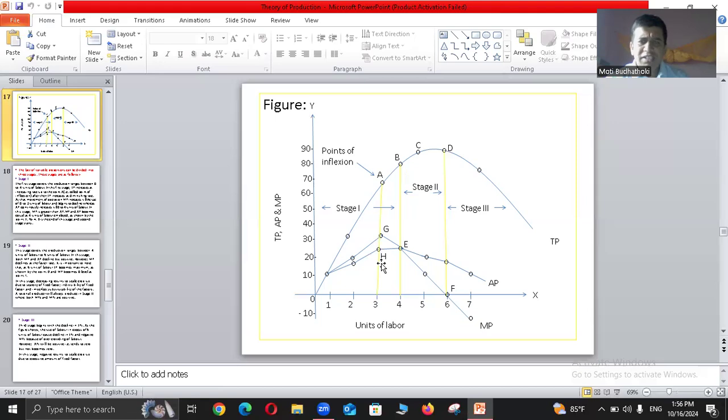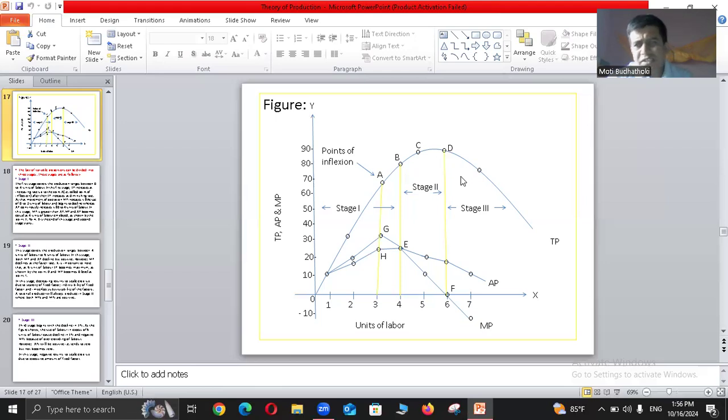And the second stage starts from where AP and MP meet at a single point, and from this point MP starts to decline fast. In stage 2, when MP becomes 0 and TP becomes maximum, two points C and D are given here. This point represents the second stage. The second stage means the maximum level of product, where TP is highest.